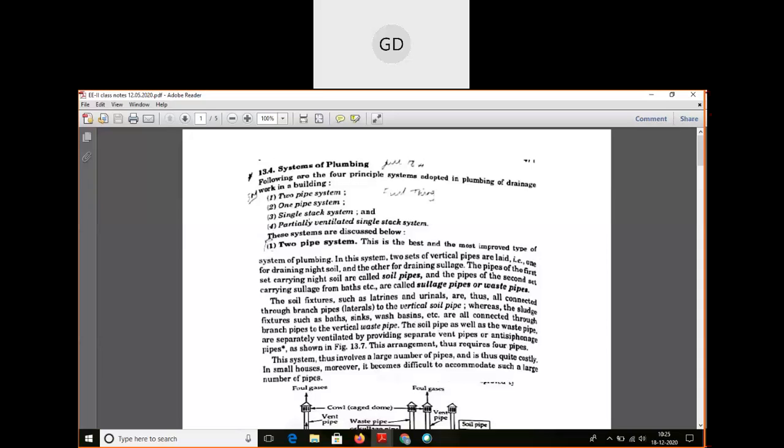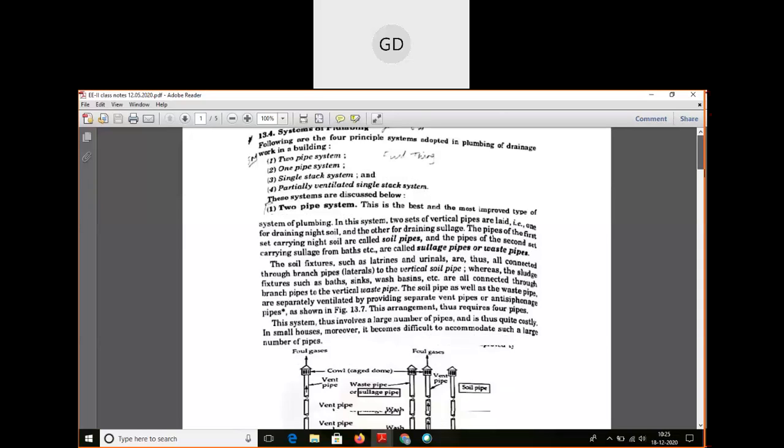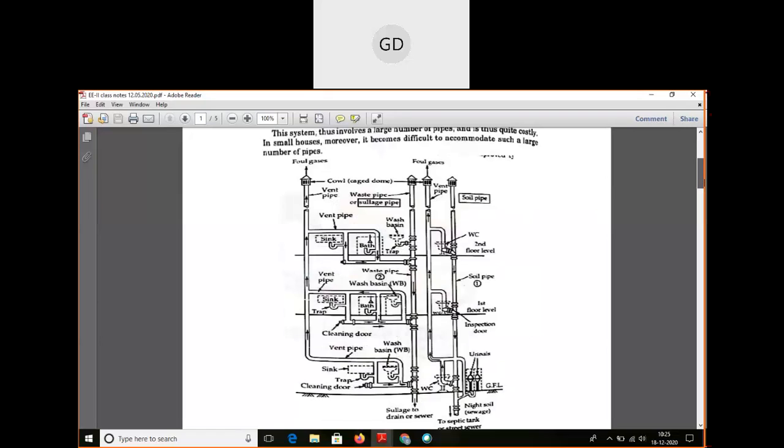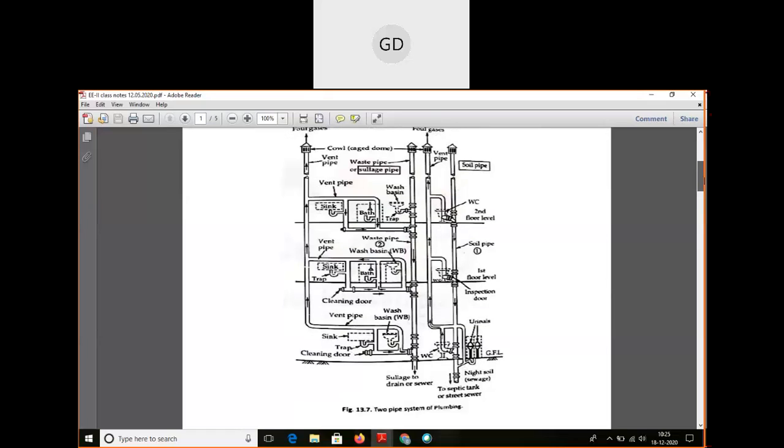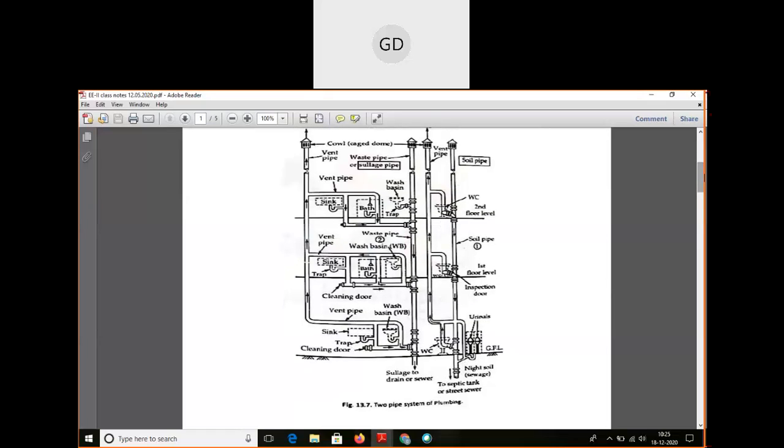Okay, so this is the diagram you see. This is your diagram of the two pipe system. You can see here this pipe is your soil pipe carrying your night soil, and this is your waste pipe, or you can say your sludge pipe, carrying the sludge only. So this is a sketch of your two pipe system of plumbing.